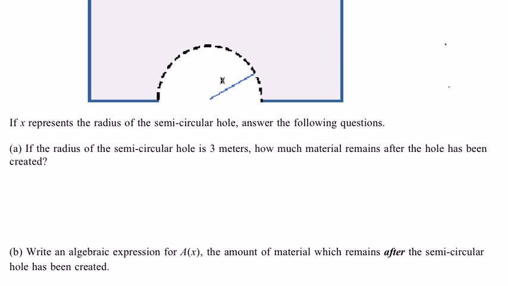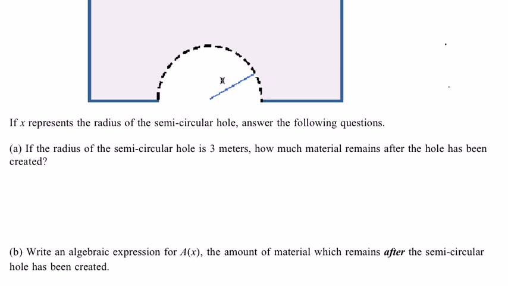Okay, so I'm going to dive right in. Let's do part A, and let's see how we do it. If the radius of the semicircular hole is 3 meters, let's solve part A. In part A, it says, if the radius of the semicircular hole is 3 meters, how much material remains after the hole has been created?